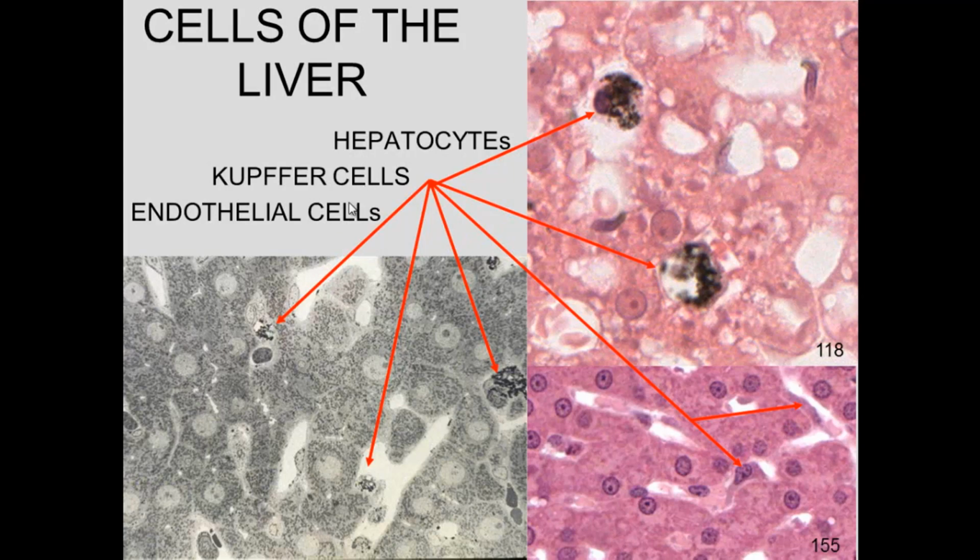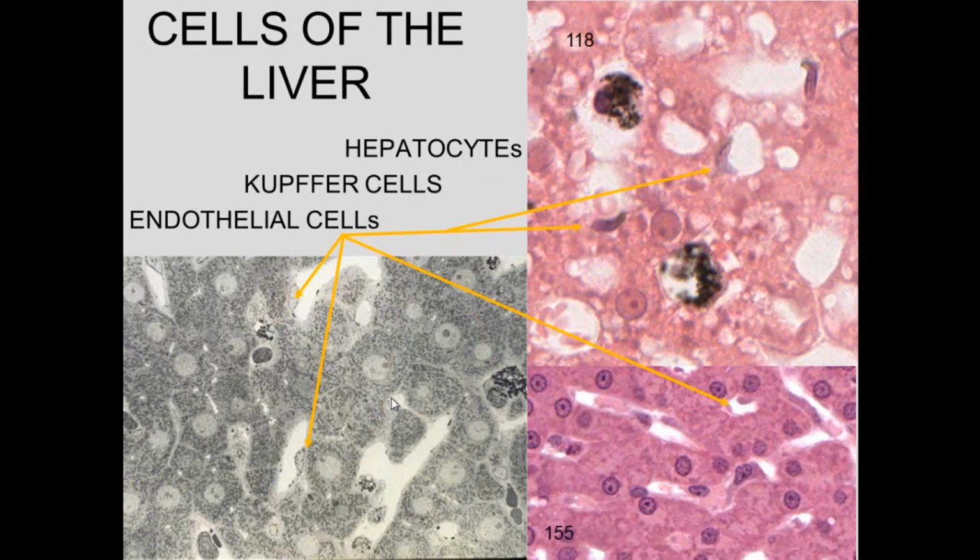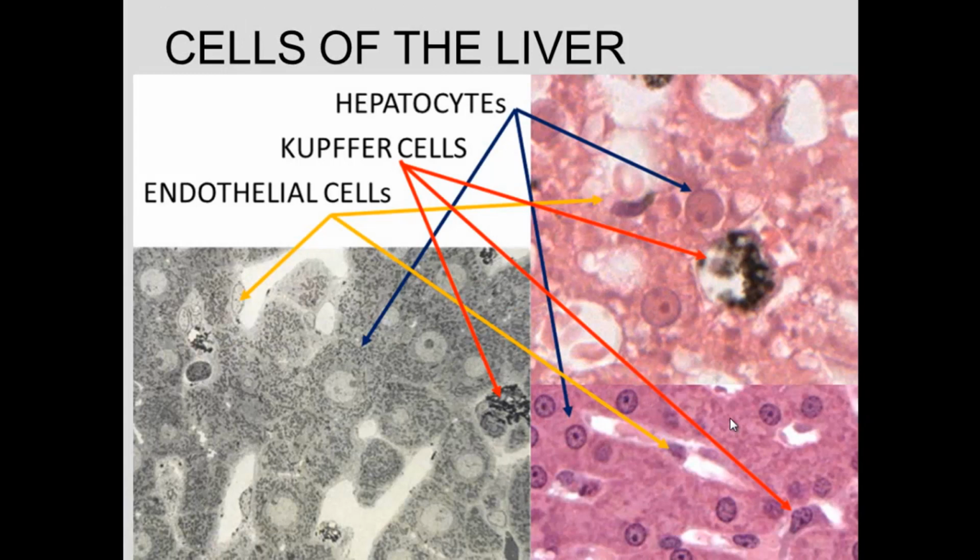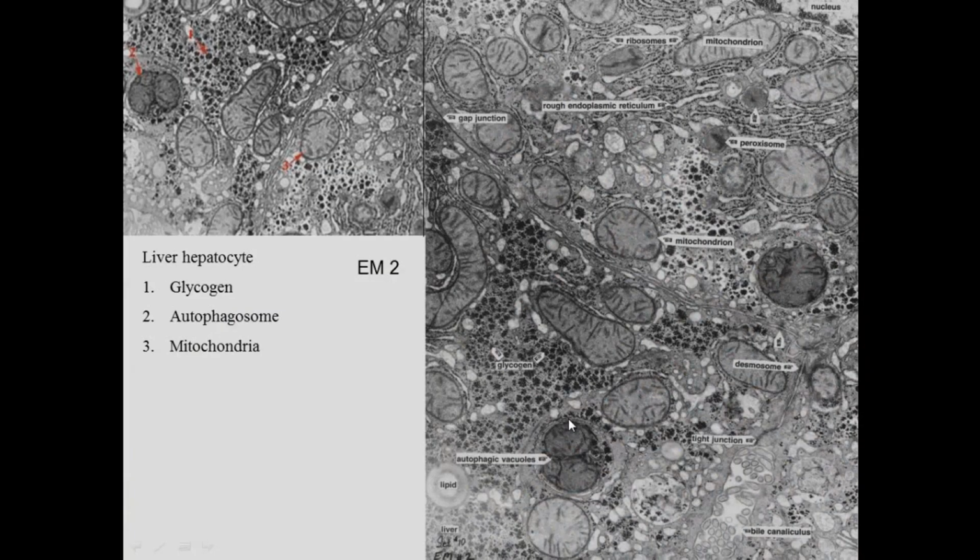So these are cells that are derived from blood monocytes, and they are macrophage-like cells, which are part of the lining of these blood vessels. And then you have endothelial cells. Those endothelial cells are the additional cells that line the sinuses that are there. You have Kupffer cells and the endothelial cells lining the sinuses. And here you can see them all together: the endothelial cells, the Kupffer cells, and the hepatocyte.